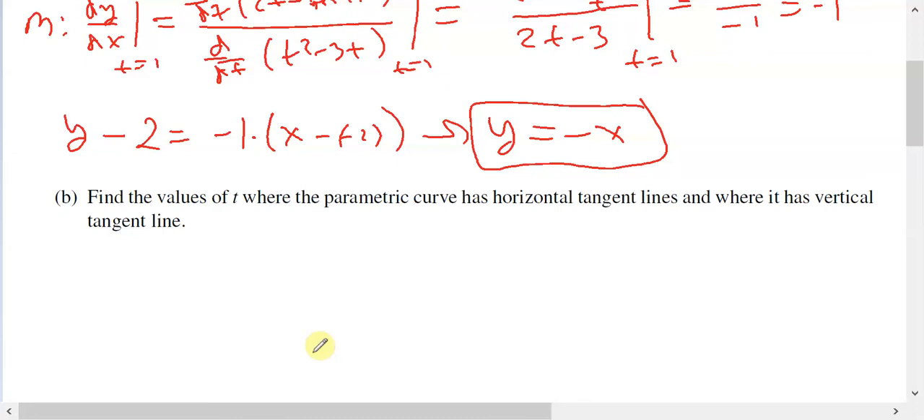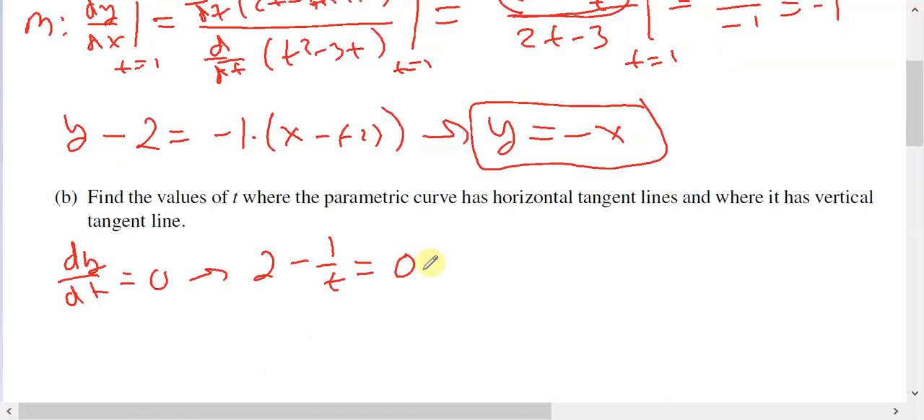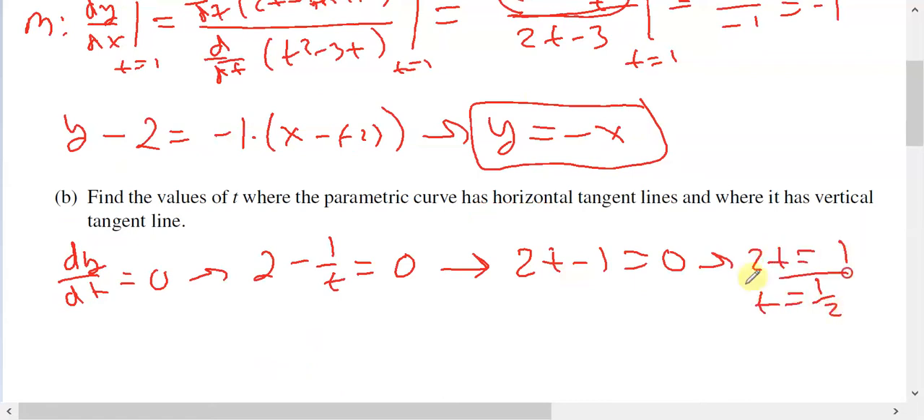Okay, and then it says find the values where the parametric curve has horizontal tangent lines and where it has vertical tangent lines. So we know that horizontal are going to come from when dy dt equals 0, and we did dy dt above. It was this one, the numerator. So that's where that thing is equal to 0. And so I'll clear out the fraction by multiplying through by t and get 2t minus 1 equals 0. Solving, I get 2t equal 1 or t equal 1/2. So that's a potential place where I could have a horizontal tangent. So this is for horizontal.